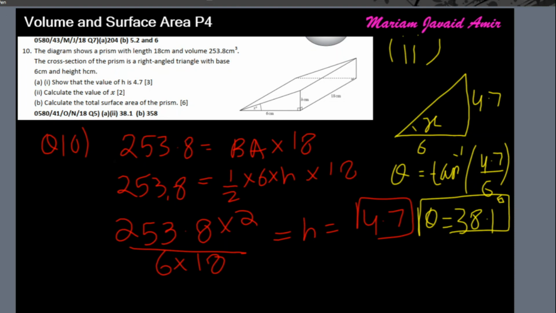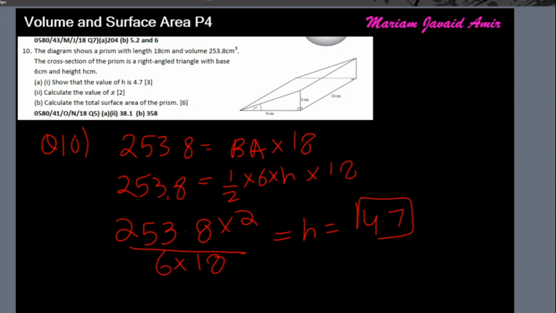And then part B, calculate the total surface area of the prism. So for that, we have the area for the triangle. This will be half times base times height, and we'll multiply this by 2. Then we have the area of this rectangle, base times height. And yes, we have the area of the lower rectangle as well, the one at the base. What we don't have is one of the lengths of this rectangle. So we know this dimension is 18, but we don't know this. So first let's find out this length in red, and then we'll simply add all the areas.